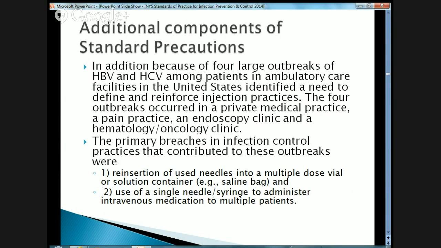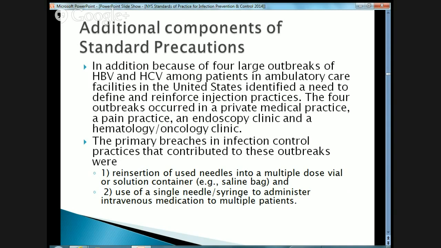They inserted a needle into a multi-dose vial. They gave the patient what he had, took the needle off, reused the syringe, not realizing there was hepatitis C in the syringe, put it back into the multi-dose vial, washed it in and out, and used the syringe again, and did that a couple of times. So they had a number of people that were exposed to hepatitis C.